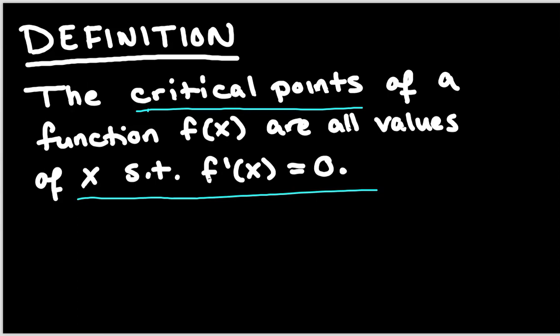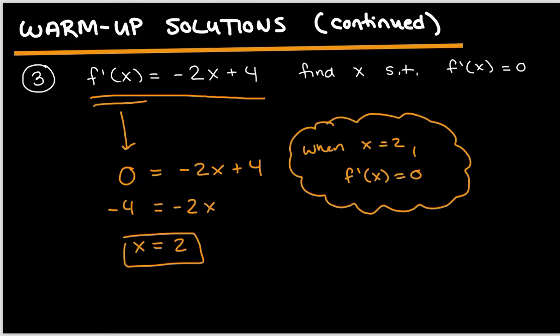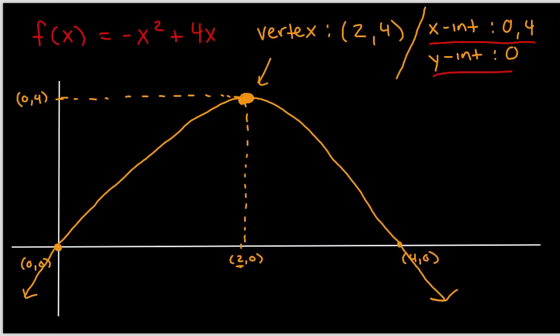So now we know what critical points are. In our warm-up problem, we found that x equals 2 was the value of x that made f prime equal to 0. And it turns out that at 2, we have our maximum. So 2 here is a critical point.